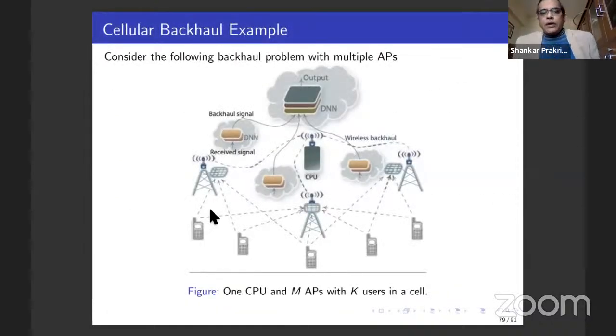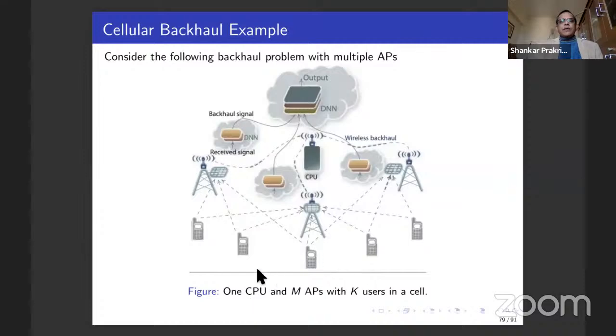I want to discuss one particular application where DNNs have been exploited in this scenario. Look at this. You have a central processing unit, and you have many different access points here, and they are all attached to it. There are capital K users in this network, right? There are so many access points, and then there is a central processing unit to which data is sent. Here I think there are capital M access points and capital K users in a cell, right?